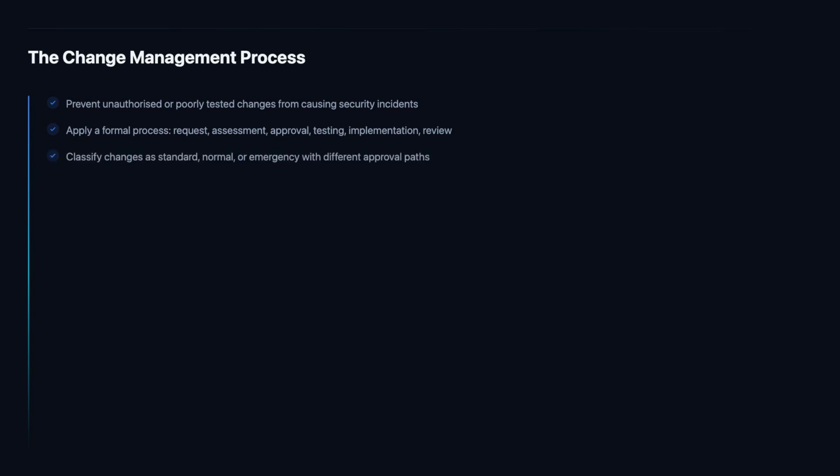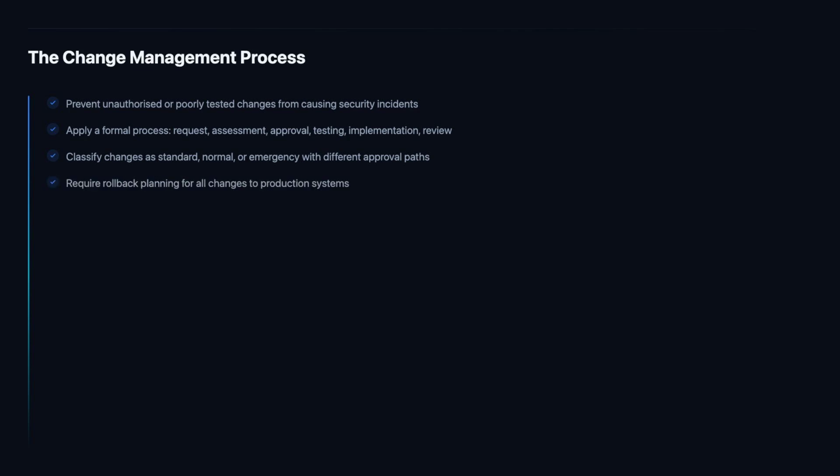Change classification determines the appropriate approval path and controls for each change. Standard changes are pre-approved routine changes with well-understood risk profiles and documented implementation procedures. Normal changes follow the full assessment and approval process through the Change Advisory Board or defined approval authority. Emergency changes are expedited when immediate action is required to address a security incident or critical failure. They bypass the normal approval timeline, but must still be documented and reviewed retrospectively. The classification system calibrates control rigor to the risk profile of the change.